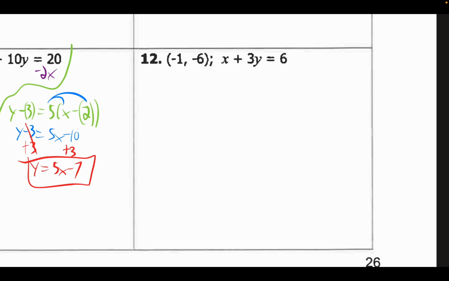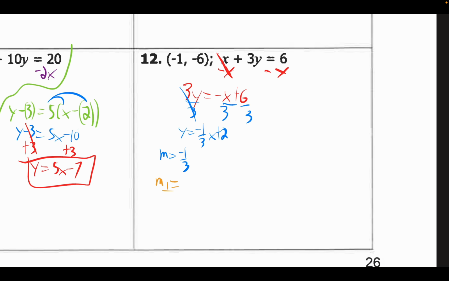On the number 12 here, I solve this equation for y by starting with subtracting by x on each side. There we go, eventually got it. And I get 3y equals negative x plus 6. So I'll divide all 3 parts by 3. And that gives me y equals negative 1/3 x plus 2, which tells me that the slope of this line is negative 1/3. So the slope of my line that will be perpendicular to it would be a positive 3 over 1, aka the opposite reciprocal of negative 1/3.